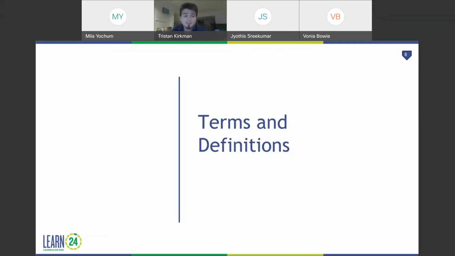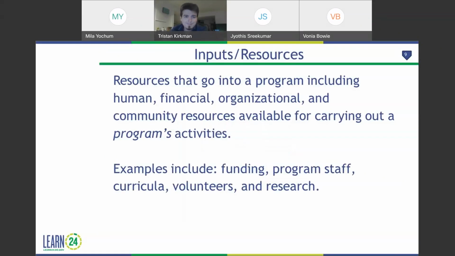Next up, we're going to go through some terms and definitions. As we get deeper into logic models, we're going to be using a few common terms: inputs or resources, activities, outputs, and outcomes. First up are inputs, which are resources that go into a program, including human, financial, organizational, and community resources available for carrying out a program's activities. This can include funding, program staff, volunteers, research, whatever you need for your activities.